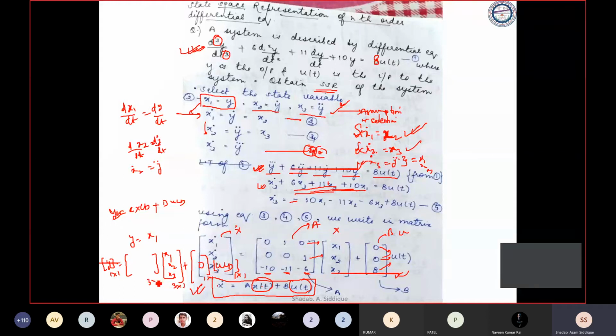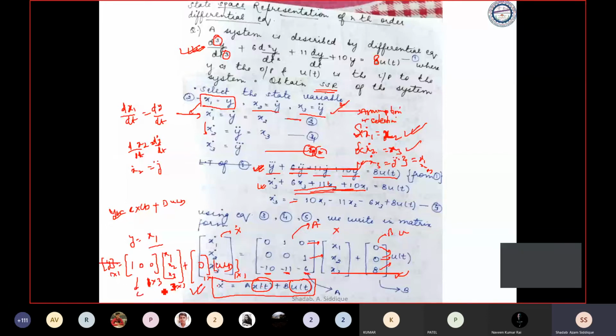So this should be a square matrix of 3 cross, sorry, this is 3 cross 1. If you want this as 1 cross 1, this should be 1 cross 3. So this should be only a row matrix. We want only x1, so this should be 1, 0, 0. What will happen if you multiply these two? This row will multiply this column. So x1 into 1 is equal to x1, x2 into 0, x3 into 0, and 0 u of t. So we'll get 1 0 0 times x1, x2, x3 plus 0 u of t.